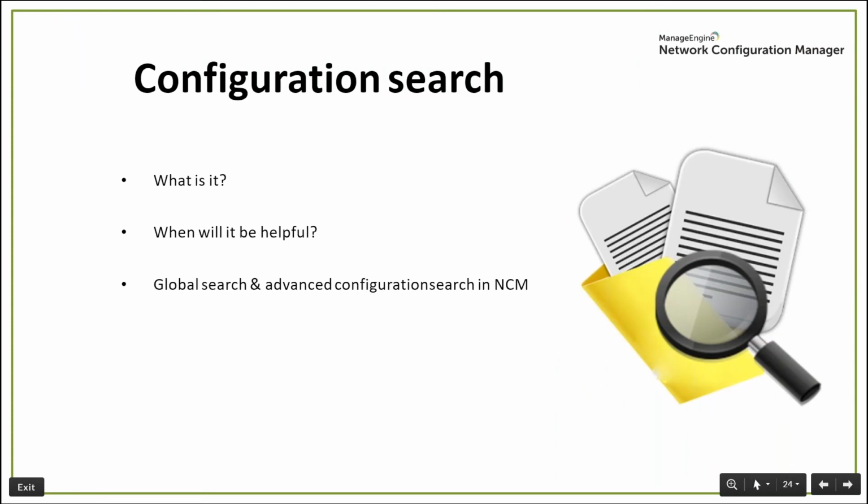Let me tell you all about configuration search. In Network Configuration Manager, we have a feature where we can search for a particular string in the entire configuration. So when you search for a string, NCM will show you results from anywhere in a configuration file. This will be useful when there is an issue in your network and you want to quickly identify what that issue is. Network Configuration Manager also provides advanced configuration search, by which you can further drill down to deeper search mechanisms. So let me go there.